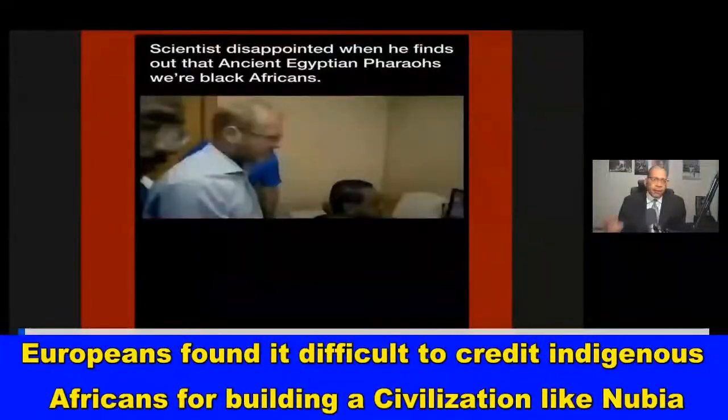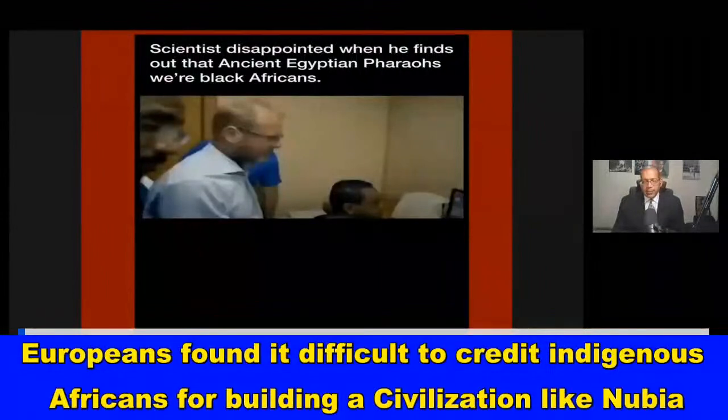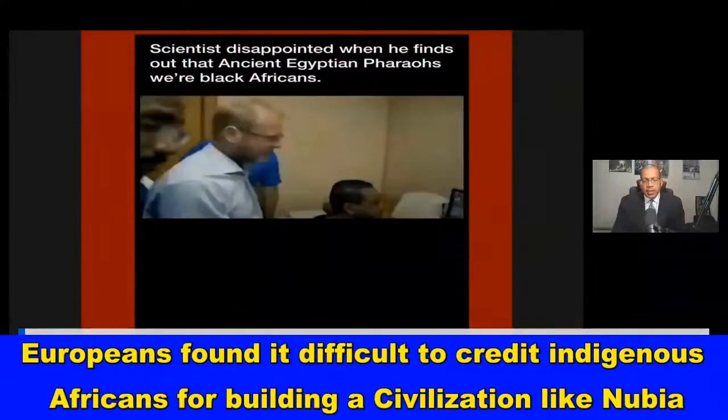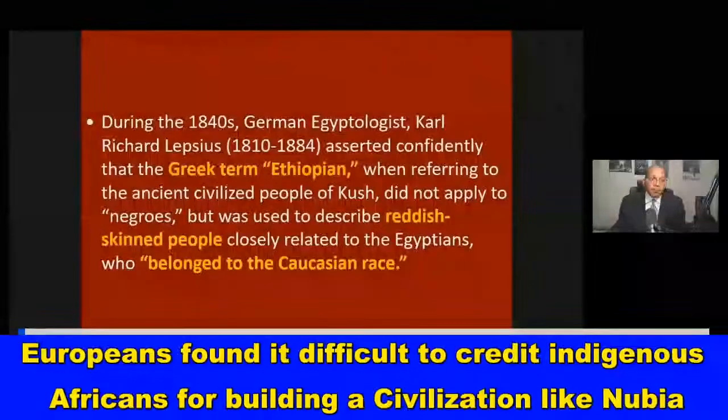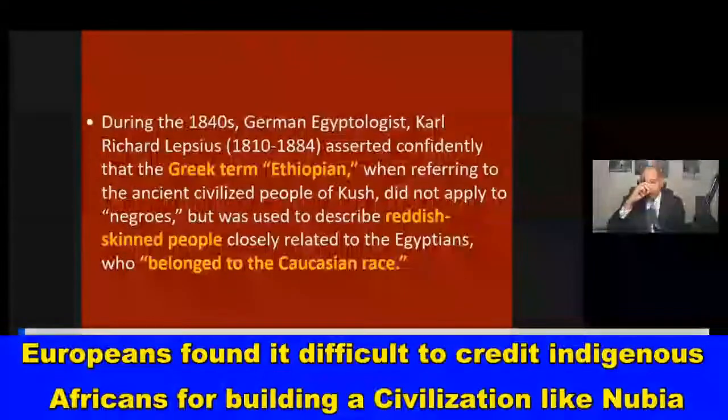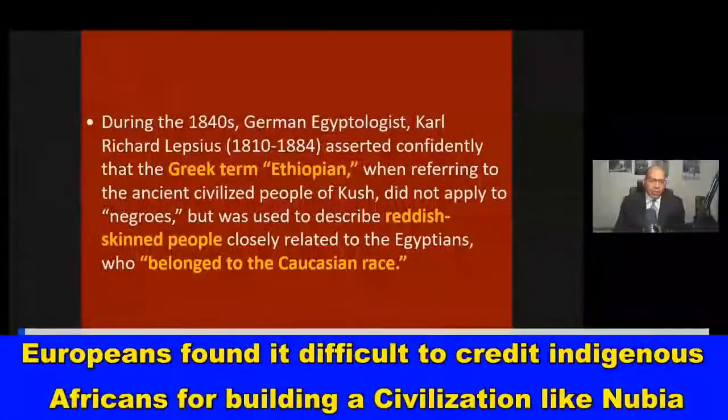All right, in this clip right here, you have a white scientist disappointed when he finds out that ancient Egyptian pharaohs were Black Africans. They did the scientific analysis, and he had to admit that they were Black Africans. He was disappointed when it happened. This clip was from the History Channel, and we actually posted this on our Facebook fan page, the African History Network. It got thousands of likes and went viral.